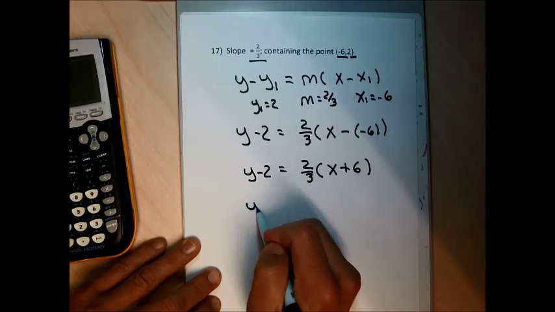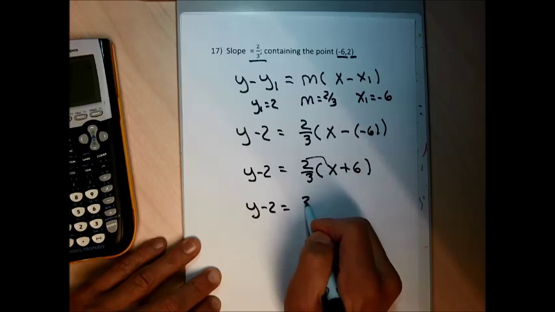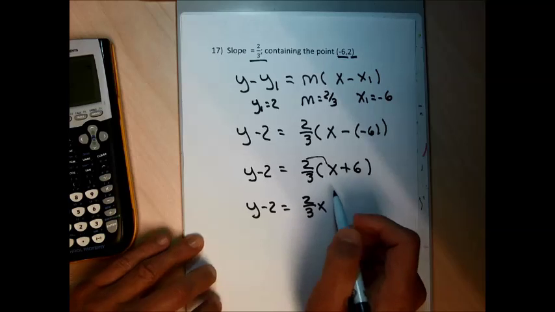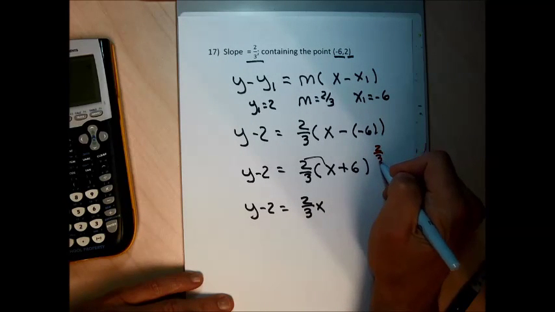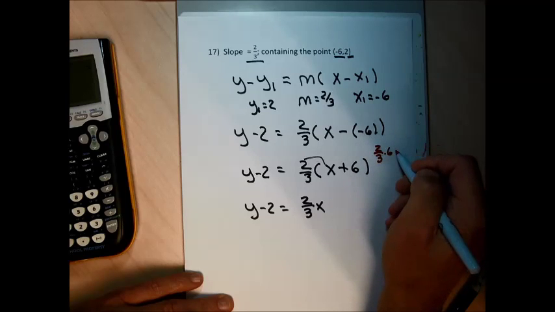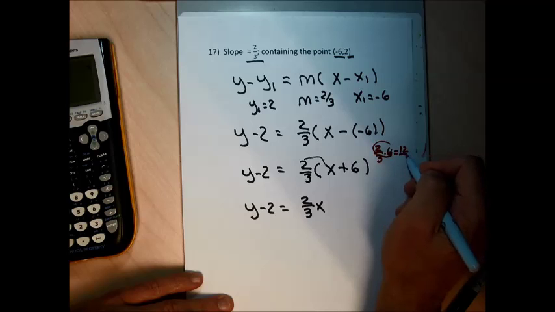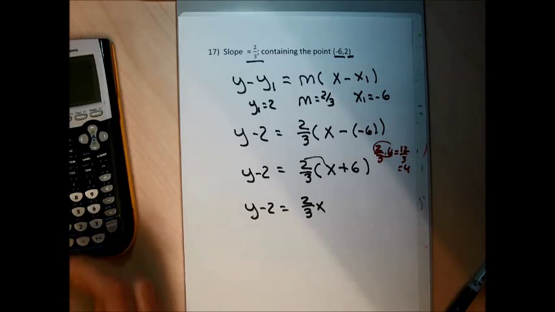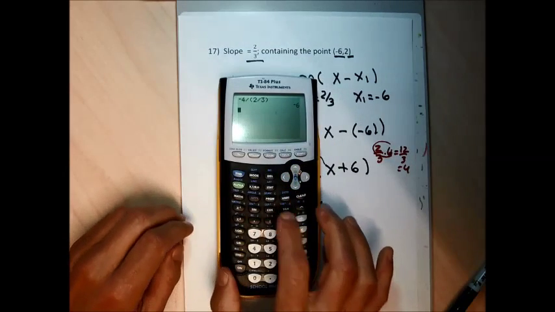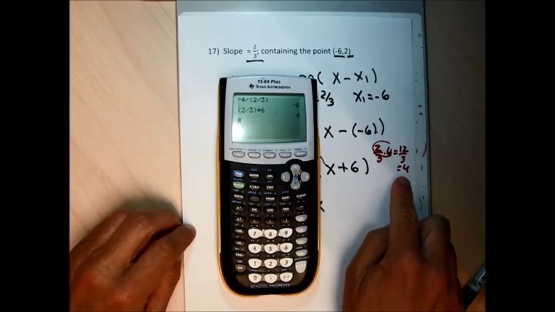And then on the right-hand side, I have to go 2/3 times x, which I'm going to write as 2/3 x. I also have to do 2/3 times 6. And to do 2/3 times 6, if I want to, I could just multiply the 2 and the 6. That will give me 12 over 3, and that's going to give me 4. I also could multiply 2/3 times 6 on my calculator. I could have done parentheses 2 divided by 3 times 6, and that's going to give me 4 as well.